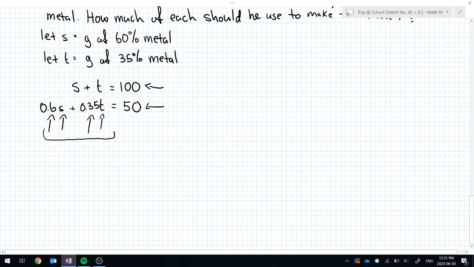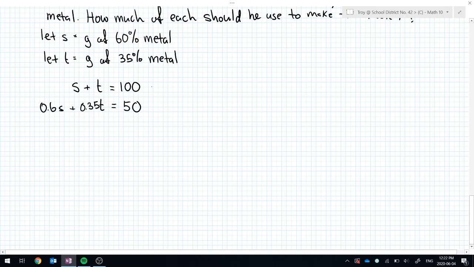And what we know about the bracelet is 50% of it has to be silver. And if it's a 100-gram bracelet, 50% of the 100 grams is going to be 50. Okay, so hopefully that makes sense. And what we have here is our system. So obviously here we don't have any equal coefficients. So we're going to have to multiply something here in order to eliminate it correctly.